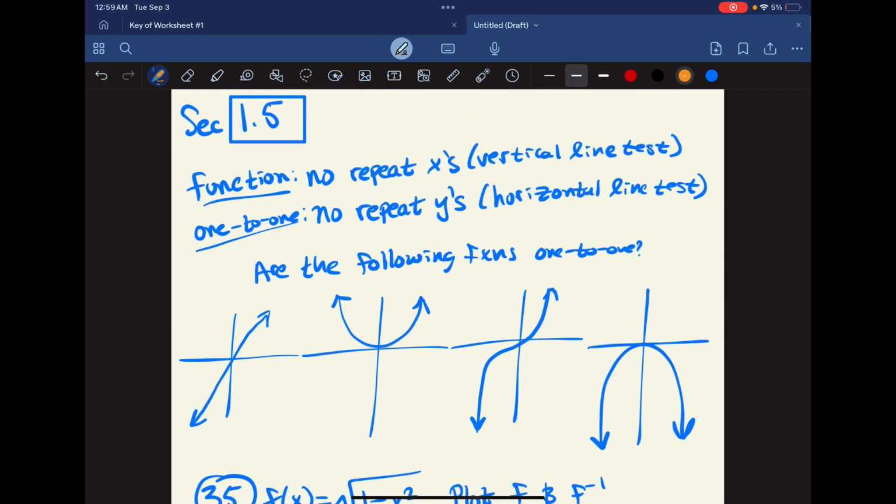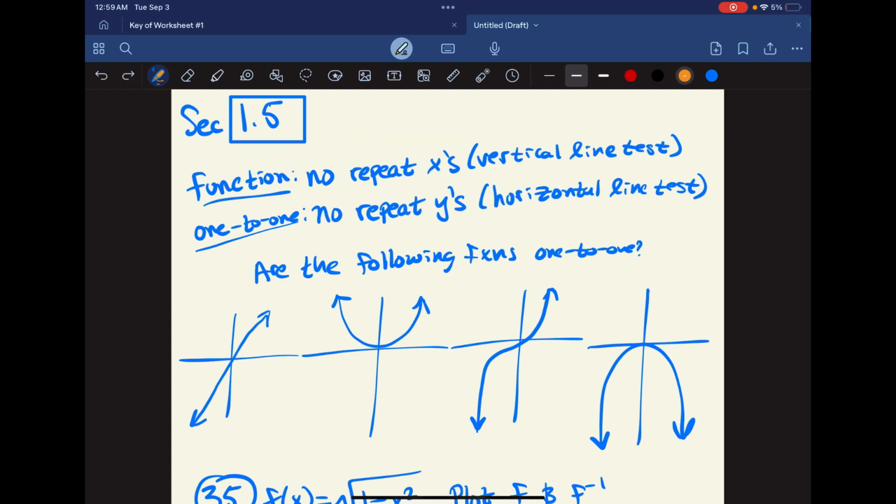Okay, then finally, section 1.5. I kind of just wanted to throw in some general knowledge at the beginning because stuff about functions and one-to-oneness is kind of scattered throughout section 1, and so I just wanted to clear it up. It's really not that hard.